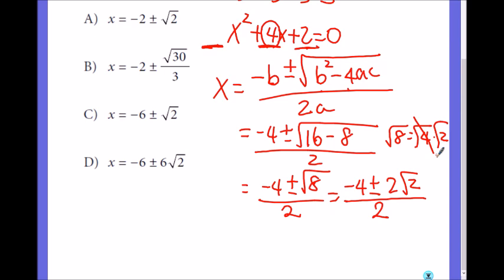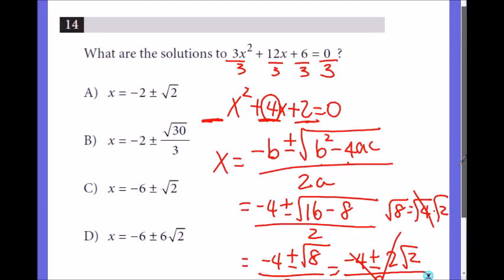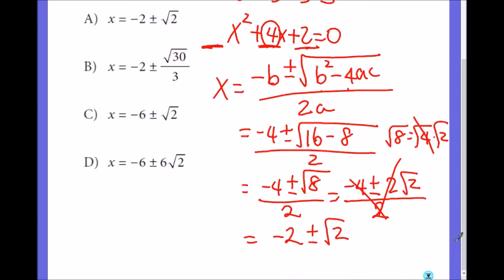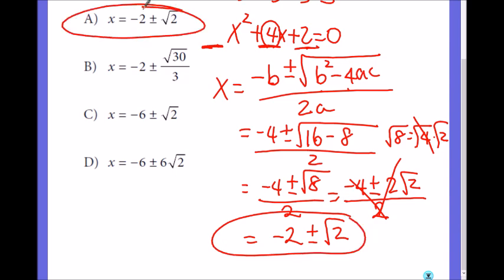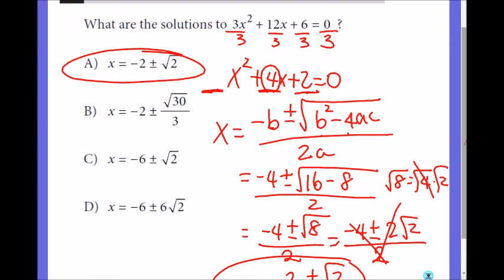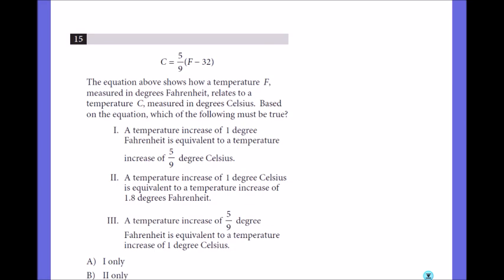And now you simplify it. Negative 4 divided by 2 is negative 2. 2 divided by 2 is 1, so it's plus or minus square root of 2. So what are you doing with your x's? What are the solutions? Oh, so we are done. You're looking for this term, which is a. 15. The equation above shows how a temperature F measured in Fahrenheit relates to the temperature C in Celsius.